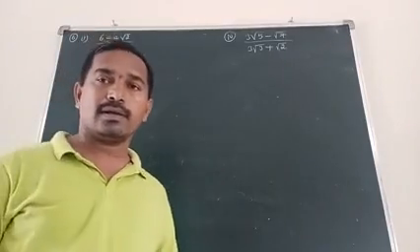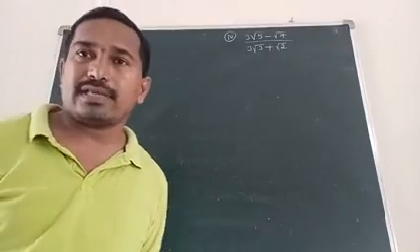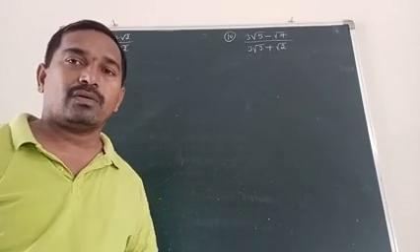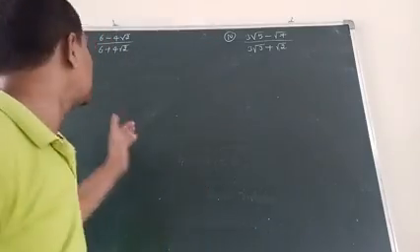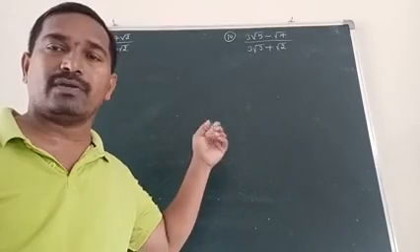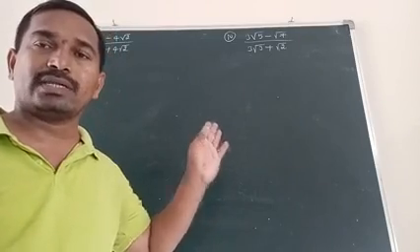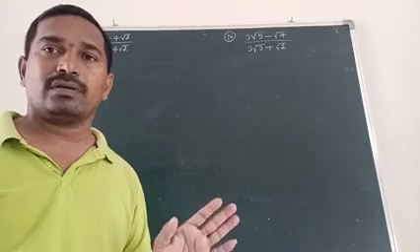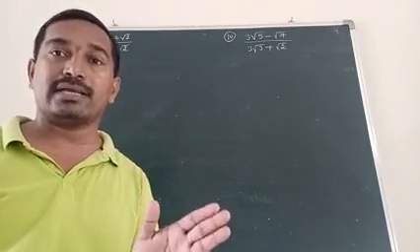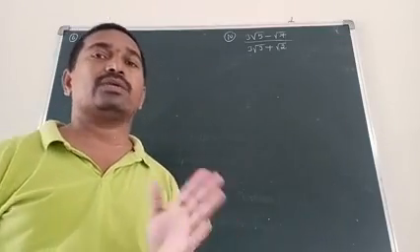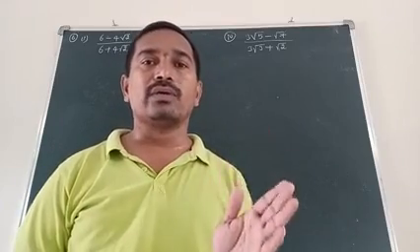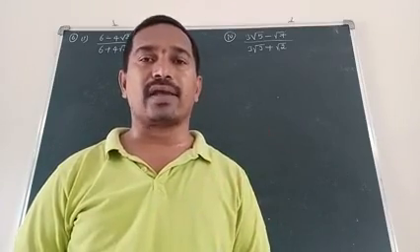So, students, we already discussed how to rationalize the denominator. Now we have the sixth problem: rationalize the denominator and simplify. What is the rationalizing concept? If a plus root b is the denominator, then the rationalizing factor is a minus root b. If root a plus root b is the denominator, root a minus root b is the rationalizing factor.